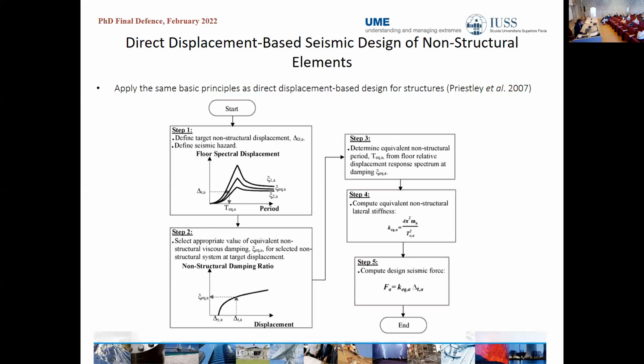In step two, you select an appropriate value of equivalent viscous damping to represent the nonlinear behavior of the non-structural element. In step three, you determine the equivalent non-structural period by entering the relative displacement response spectrum at the level of equivalent viscous damping with the target displacement and finding the period. In step four, you compute an equivalent non-structural lateral stiffness for the non-structural element using the basic relationship between mass, period, and stiffness. And finally, in step five, you compute the equivalent lateral seismic design force for the non-structural element, which is the product of the equivalent stiffness and the target displacement.